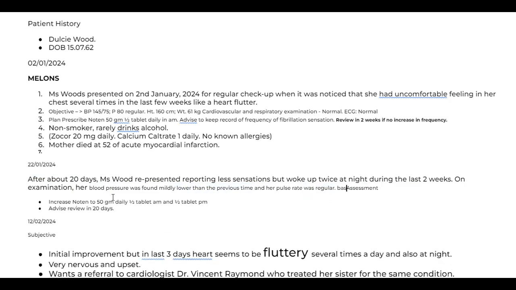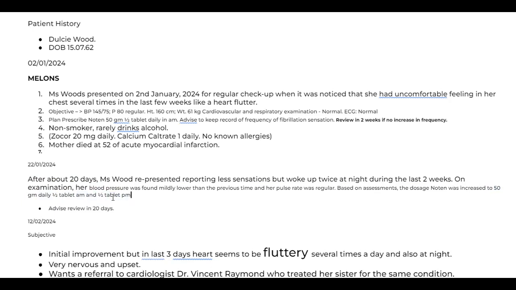Now, based on assessments, comma, she was advised to, no, she cannot increase Norton to 50 gram daily. Okay, so definitely we cannot advise a patient to increase that one. You have to. So based on assessment, the dosage of Norton was increased to 50 gram daily.